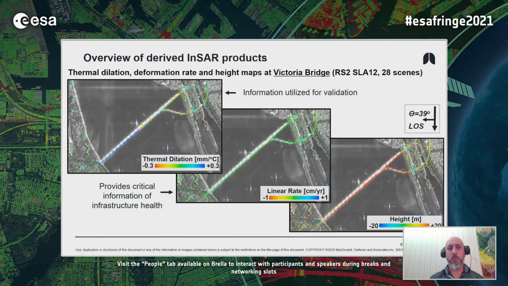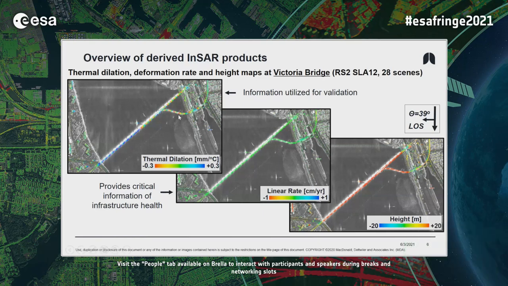And this is just a quick overview of the outputs that we can obtain from InSAR. Typically, we obtain displacement measurements and, of course, linear rates. Of course, this provides critical information about the infrastructure health. But in this project in particular, we were interested in utilizing thermal dilation. Basically, this is the response of the bridge to changes in ambient temperature. And this is the information that we actually use to validate against analytical models.